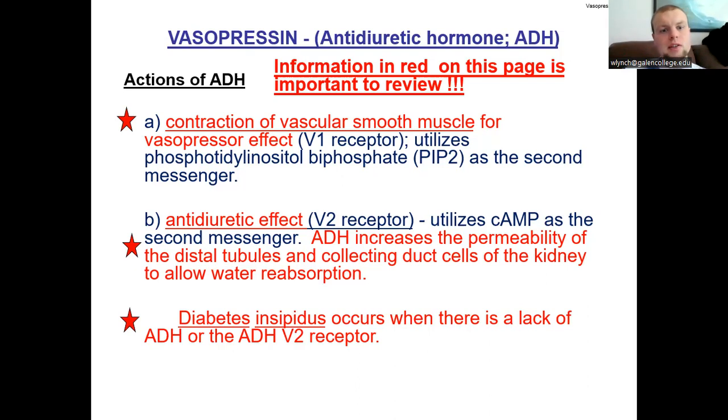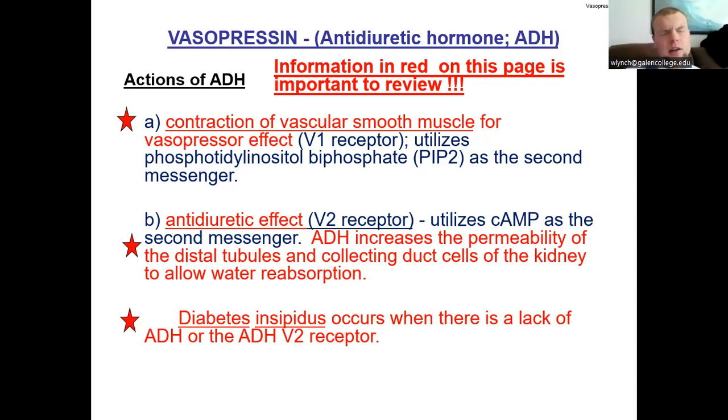The antidiuretic effect is going to go directly onto the kidneys. This is via the V2 receptor. This is utilizing cyclic AMP as a second messenger, and we're going to increase the permeability of the distal tubules and collecting duct of the kidney nephrons by inserting what are called aquaporin channels and allow for increased water reabsorption in these places that are typically not that permeable to water.